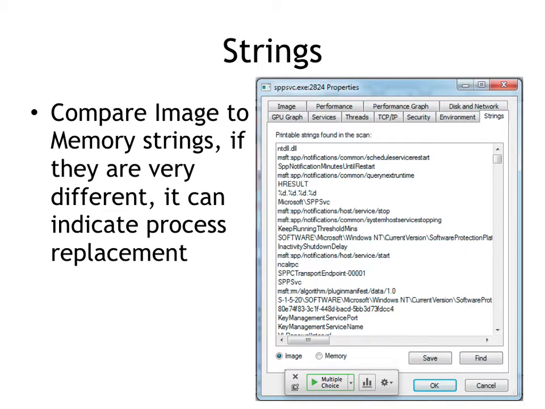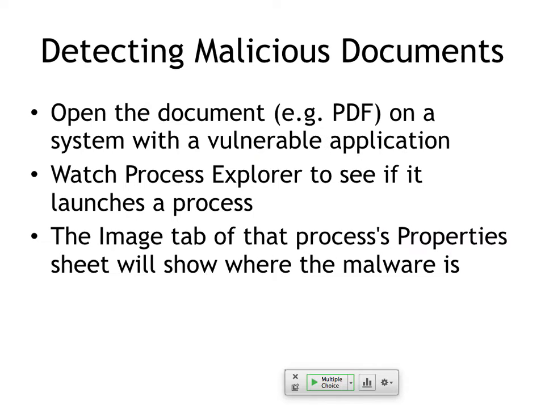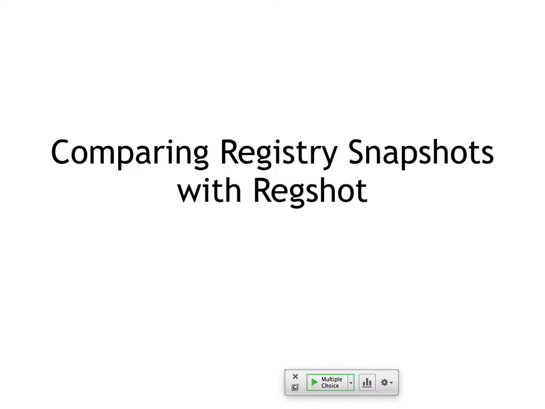You can see strings in memory, and you can compare them to strings on the disk, and they'll be different if the program is packed or obfuscated. So if you open a document and you wanted to see if it's malicious, something like a Word document or a PDF, you can just open it with the vulnerable application and watch in Process Explorer to see if it launches extra processes. Malware usually does. And you'll see it in the image tab of that property sheet.